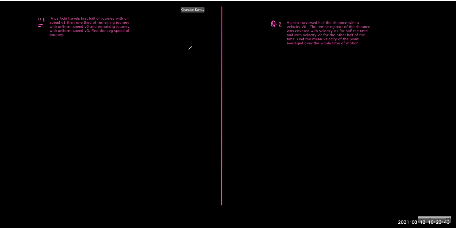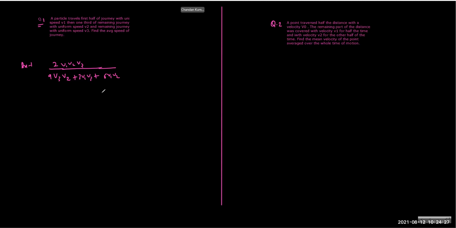Sir, should I say the first answer? Tell me the answer. Sir, I also got the answer. Okay, so one by one. First, tell me. Sir, the answer is 2 by 9 V3 V2 plus 3 V1 V3 plus 6 V1 V2 in the numerator, like this, and V1 V2 V3 in the denominator. Okay, this is the answer for both of you.